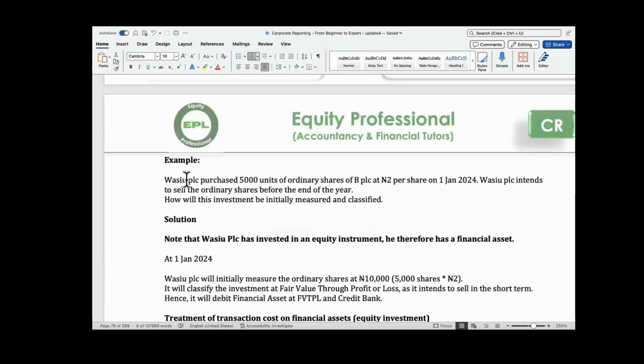Wasi PLC bought 5,000 shares of BPLC for 2 naira each, on 4th January 2024. Wasi PLC intends to sell the shares at the end of the year. How would this investment be initially measured and classified? Let me deal with initial measurement first. It's going to be initially measured at the transaction price. And in this case, what is the transaction price? It is the amount paid for those shares, which is 5,000 multiplied by 2 naira.